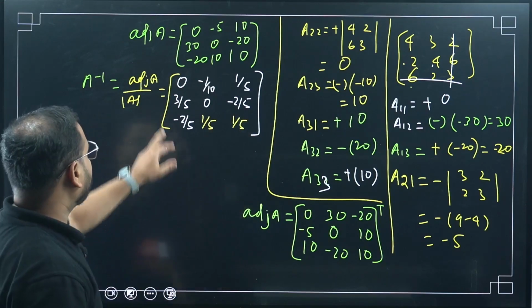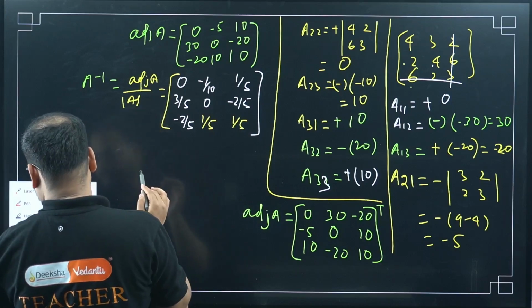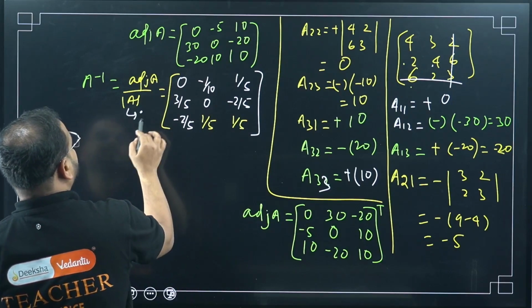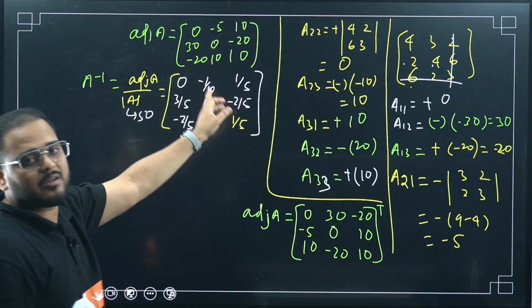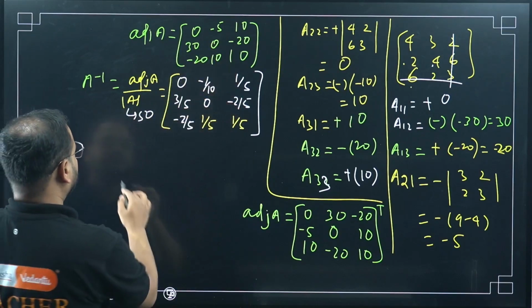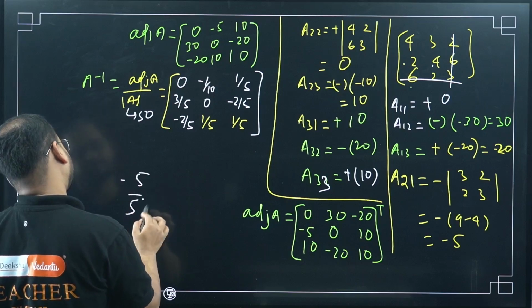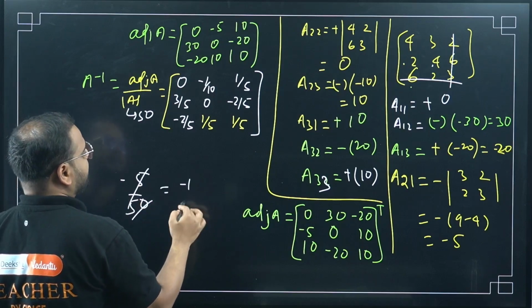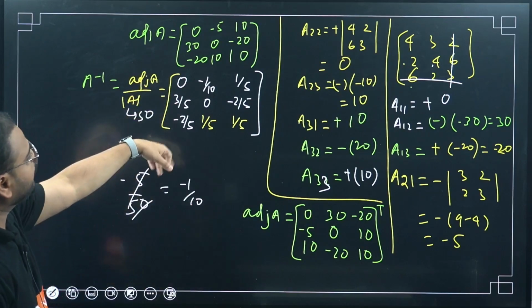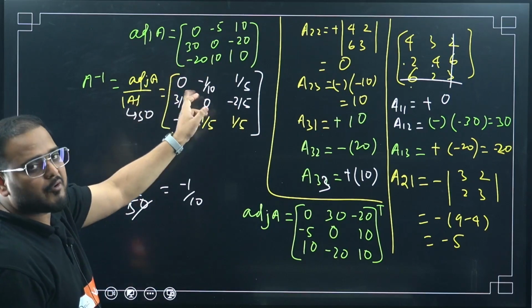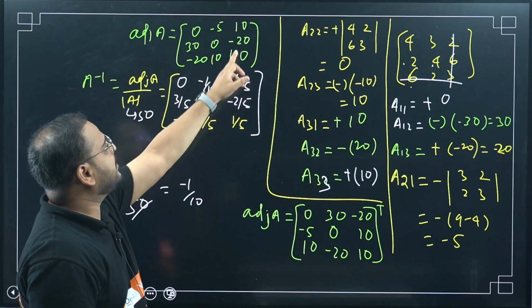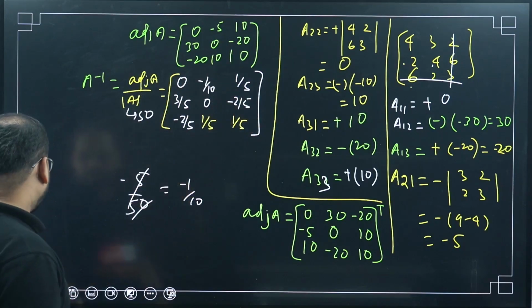Please have a look. I'm dividing. What is the determinant value? Determinant value over here is 50. So divide everything by 50. Minus 5 by 50 will be minus 1 by 10, right? Same way I can do for other elements. 10 by 50 will be 1 by 5. 30 by 50 will be 3 by 5. 0 will be again 0. Minus 20 by 50 will be minus 2 by 5. And onwards like that.